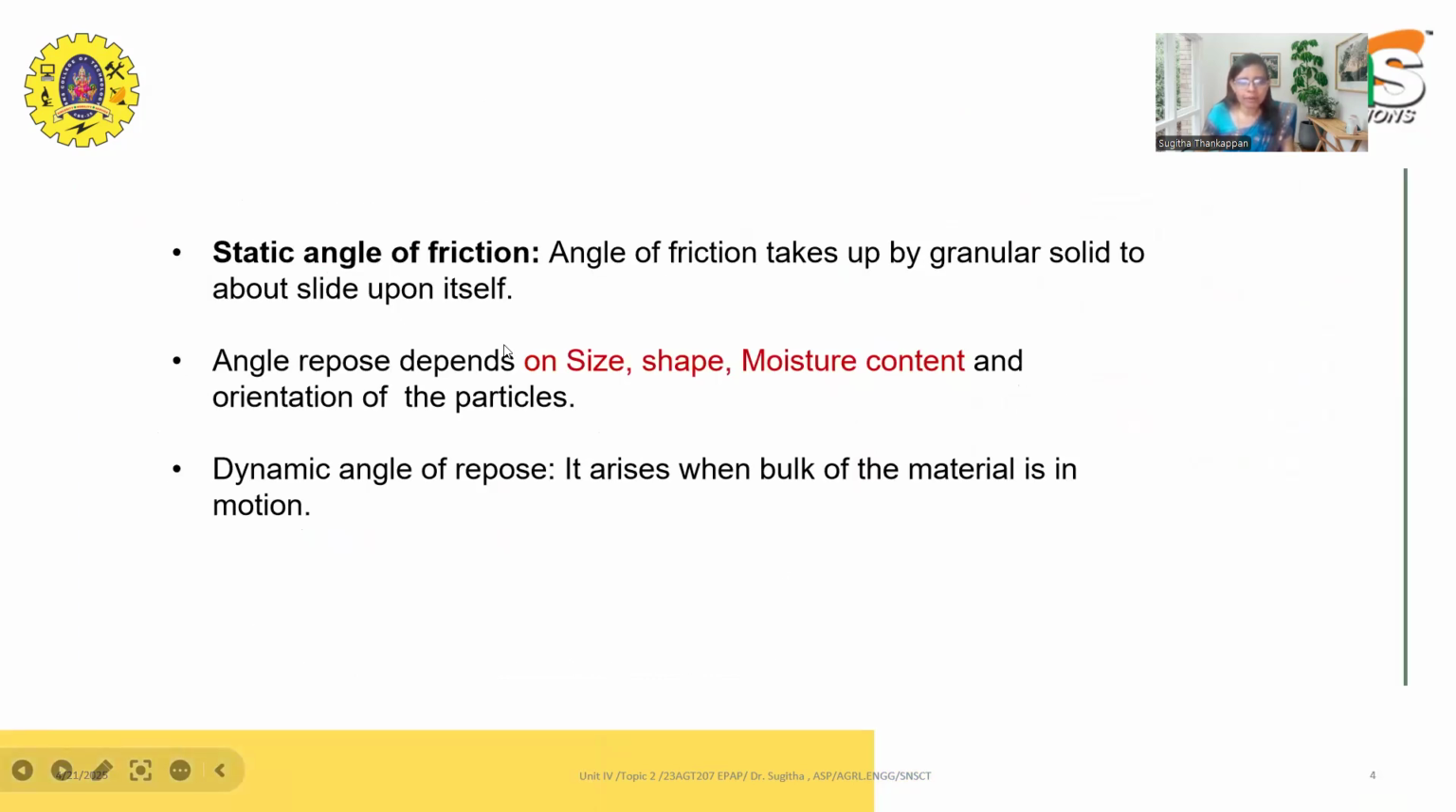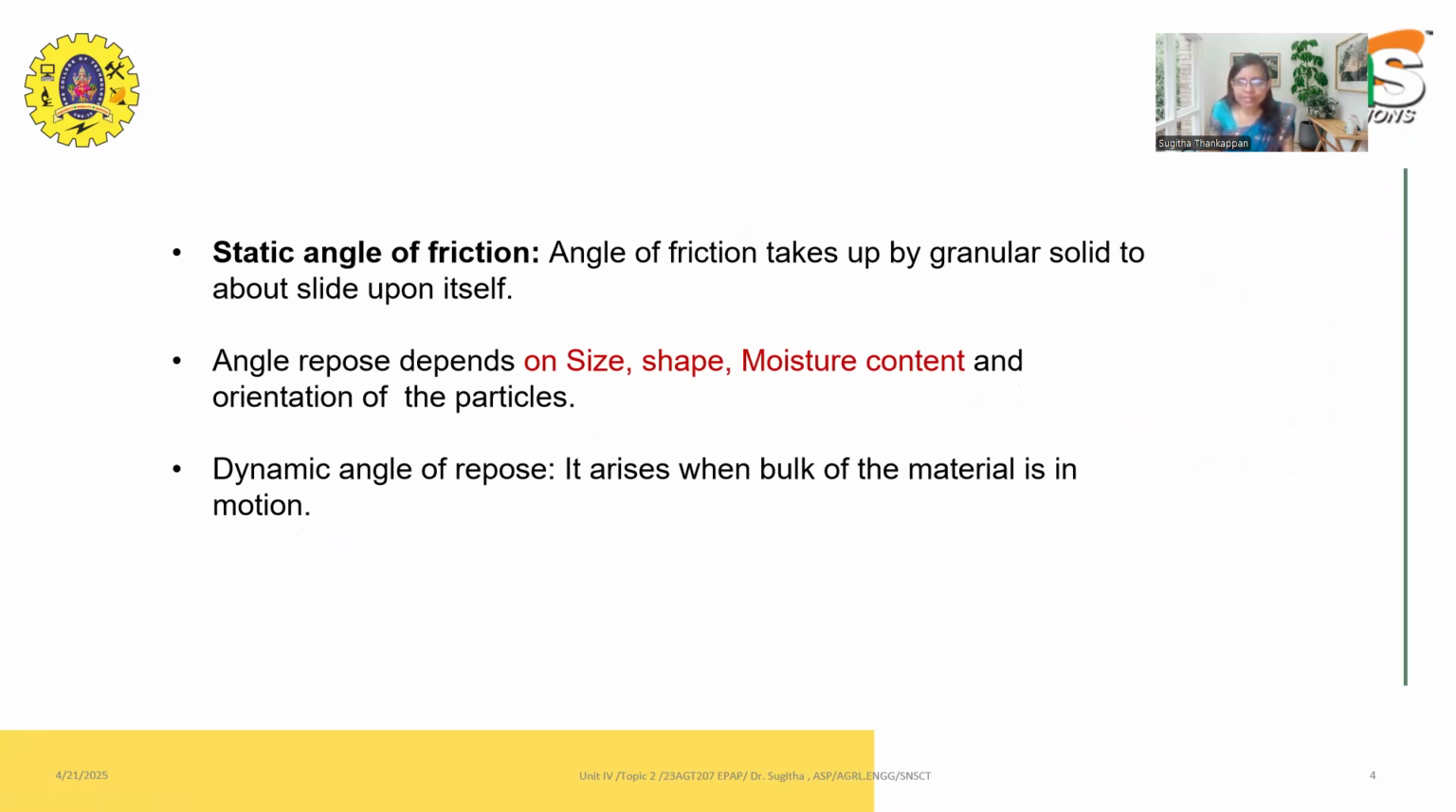There are three properties we have to remember while studying the angle of repose. One is the static angle of friction, that is the angle of friction taken up by any granular solid material when it slides upon itself. Here the angle of repose depends upon the size and shape, and the moisture content also plays a major role in the angle of repose.